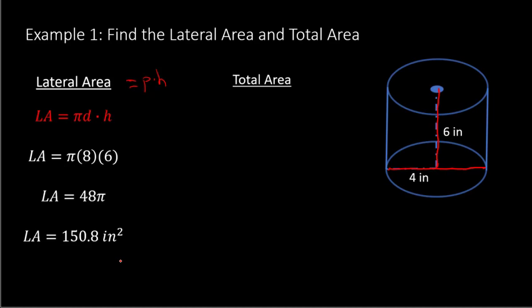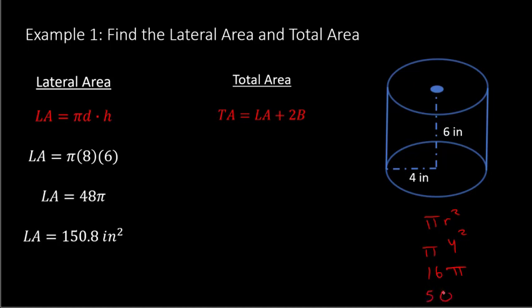So to find the total area, we take the lateral area, plus we add in the area of the two bases. So the area of the base we find by finding the area of the circle, which is pi times radius squared. So we have pi times radius squared. Radius is 4, so we have 4 squared times pi. 4 squared is 16, so we have 16 times pi. And 16 times pi is going to be 50.26, or I guess 50.27 if you round. So that's going to be the area of one base, but we have two bases, right?